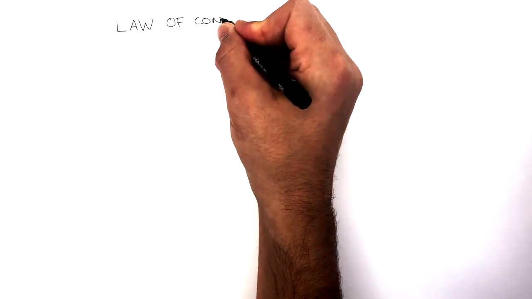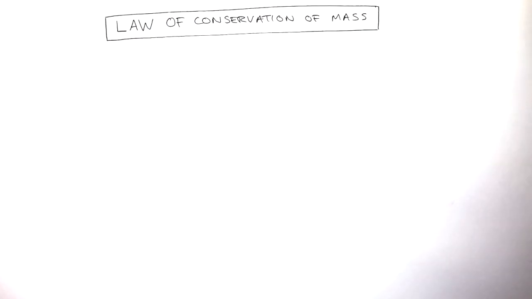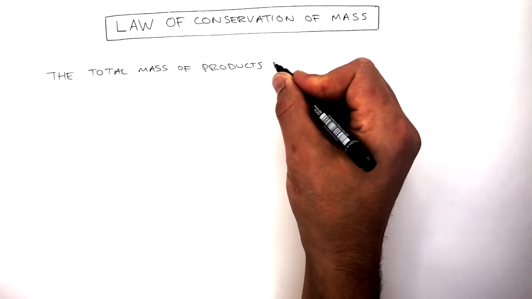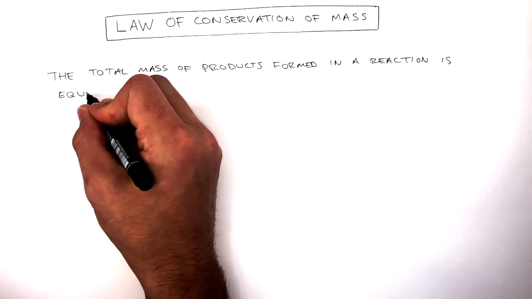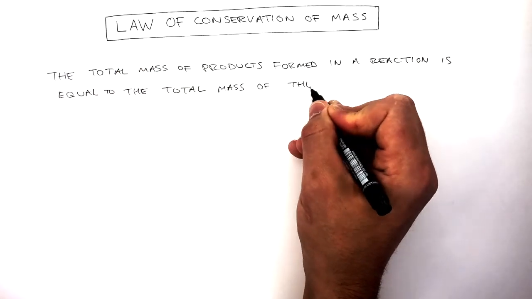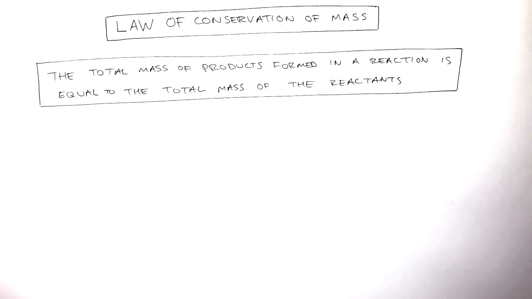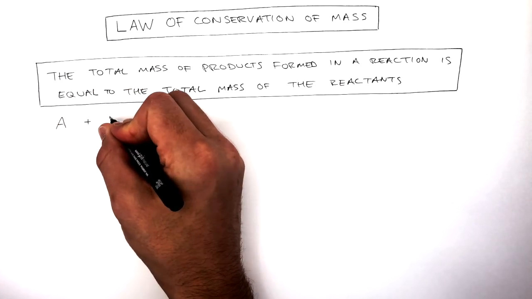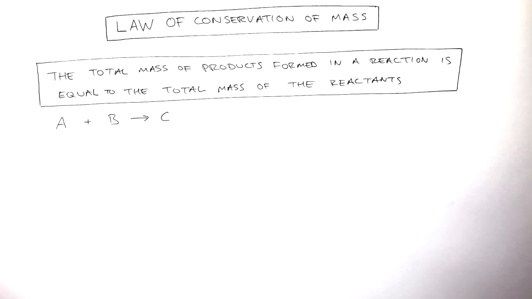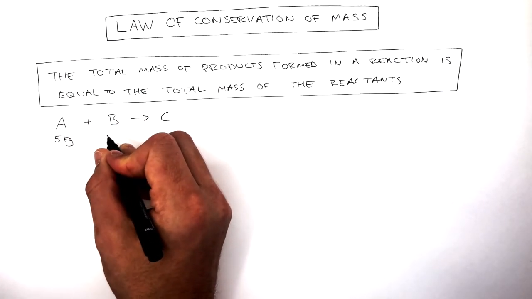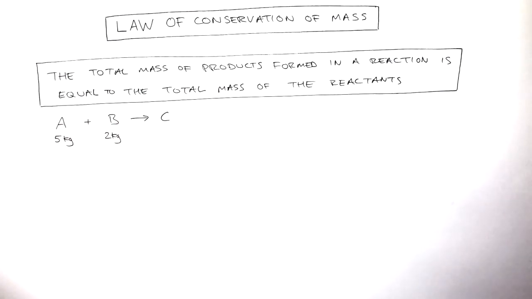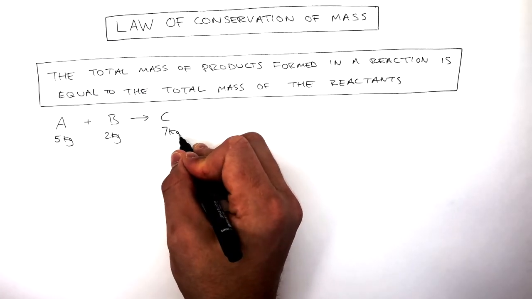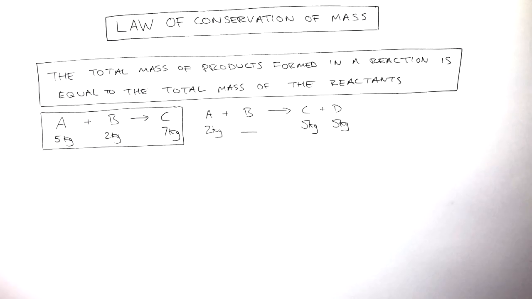The law of conservation of mass states the total mass of products formed in a reaction is equal to the total mass of reactants. For example, if A reacts with B, forming C, and there's 5 kilograms of A and 2 kilograms of B, the law of conservation of mass states there will be 7 kilograms of C. Pause the video to calculate what is the mass of reactant B. The answers will follow.